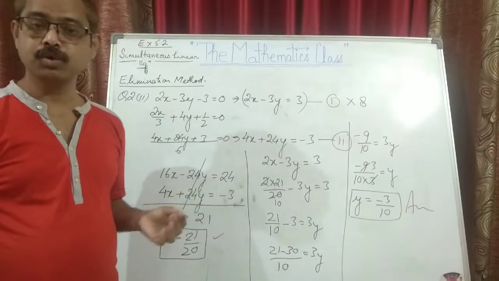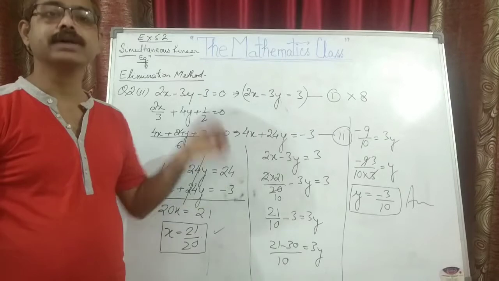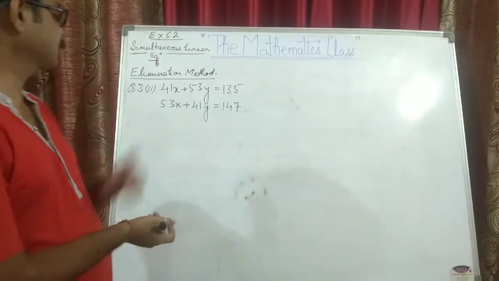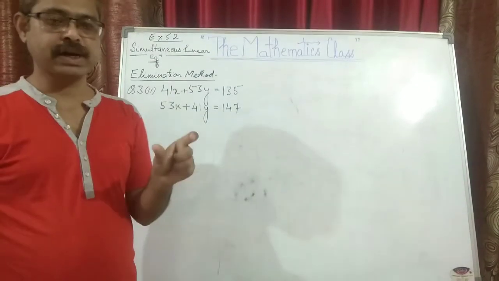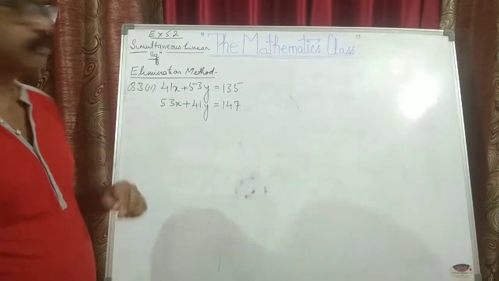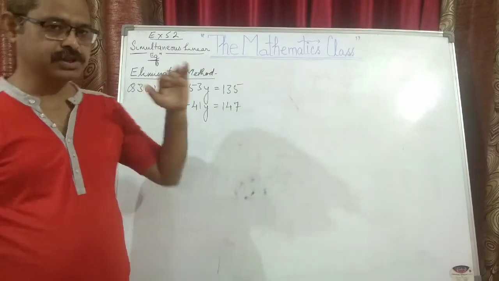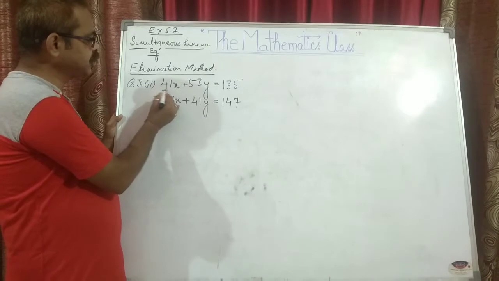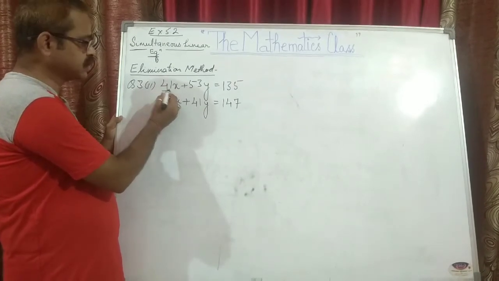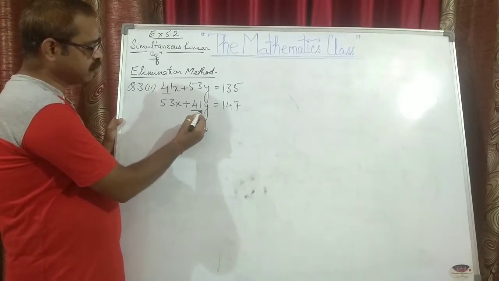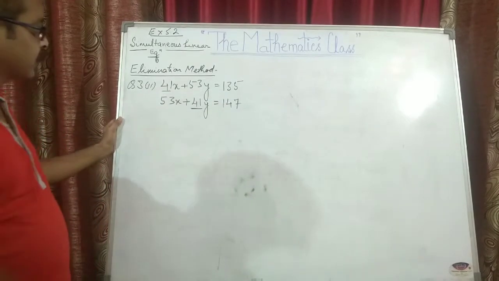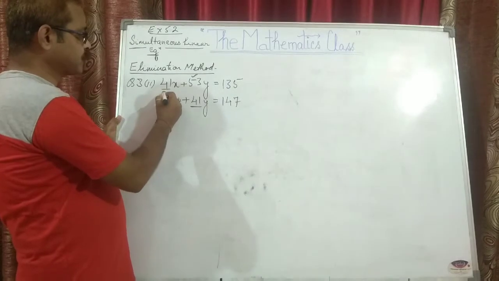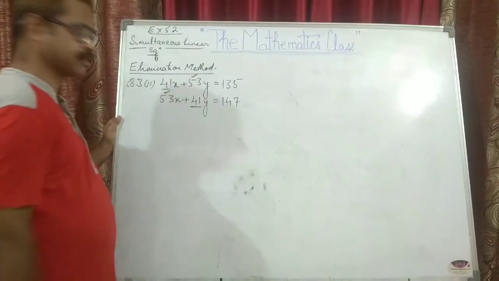Now we are moving on to question number 3, second part. This is very important stuff. Question number 3, first and second parts are both of the same type, so I am taking the second part. Now this is a special type of question. Whatever is the coefficient of x in the first equation, the same is the coefficient of y in the second equation. Whatever is the coefficient of y in the first equation, the same is the coefficient of x in the second equation.